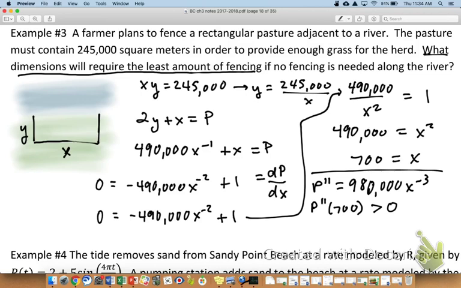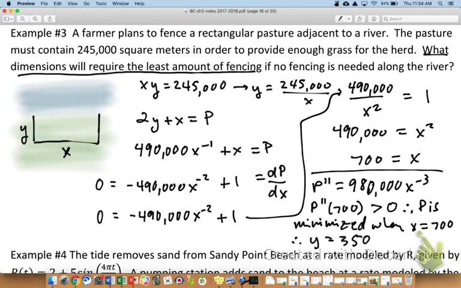So if p double prime is positive at my critical point, what does that mean about p? Relative min at that particular spot. So we can say, therefore, p is minimized when x equals 700. And it did ask for the dimensions, and so the dimensions would be both the x and the y. So if x is 700, y is, you said 350? So we'd say, therefore, y is 350. That would give the full dimensions of this pasture.